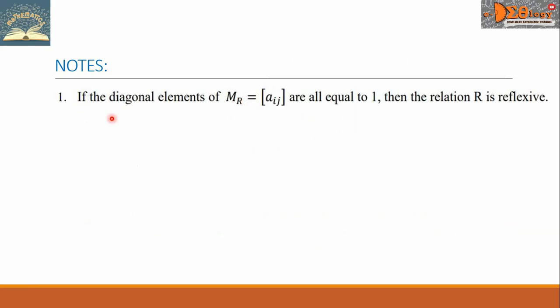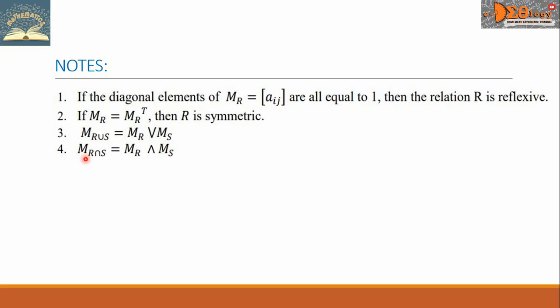There are notes here that we need to consider. Number 1, if the diagonal elements of M sub R with elements a sub ij are all equal to 1, then the relation R is reflexive. Second, if M sub R equals the transpose of M sub R, then R is symmetric. Third, the M sub R union S equals M sub R or M sub S, which is also called the join of the two matrices.